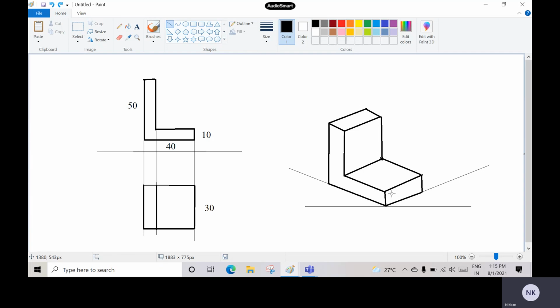Okay, and the lines which we are drawing vertically should be 90 degrees. Okay, it is very simple. Okay, you can practice. This is one of the best examples, and I hope you understood everything.